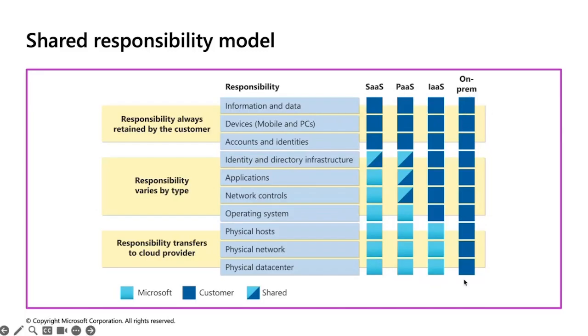Like if you talk about on-prem, where you have all the controls in your hand, in the customer's hand, this will be a very costly solution. So basically here we have a very simple rule. The more control you want in your hand, the more you have to pay. In on-prem, you have everything in your control. You have to invest a lot for physical data center, physical network, physical host, everything you have to implement.